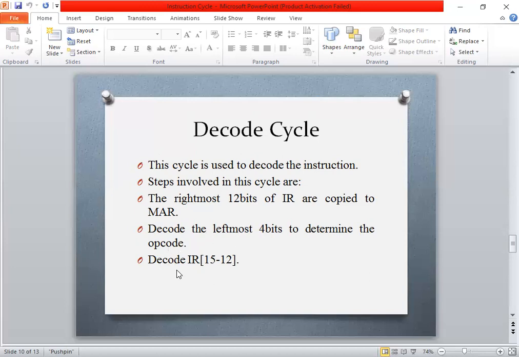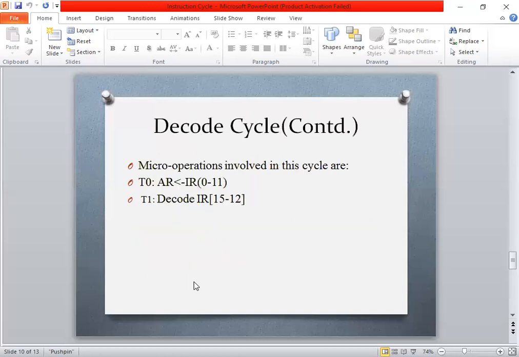The micro operation is shown: decode instruction register leftmost 4 bits. In this micro operation, the instruction is decoded and the machine tries to understand what is to be performed in this instruction so that it can be executed. There are two micro operations involved in this cycle. First micro operation, the rightmost 12 bits of the instruction register are placed in the memory address register. In the second micro operation, the leftmost 4 bits of the instruction register are decoded to find out the opcode.